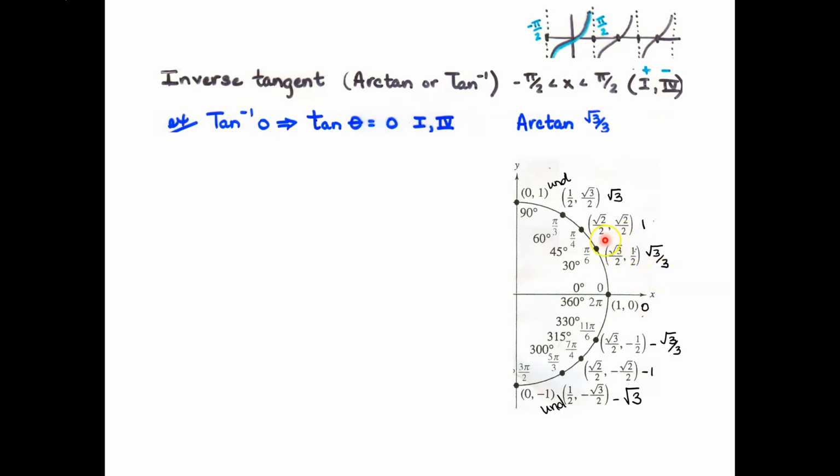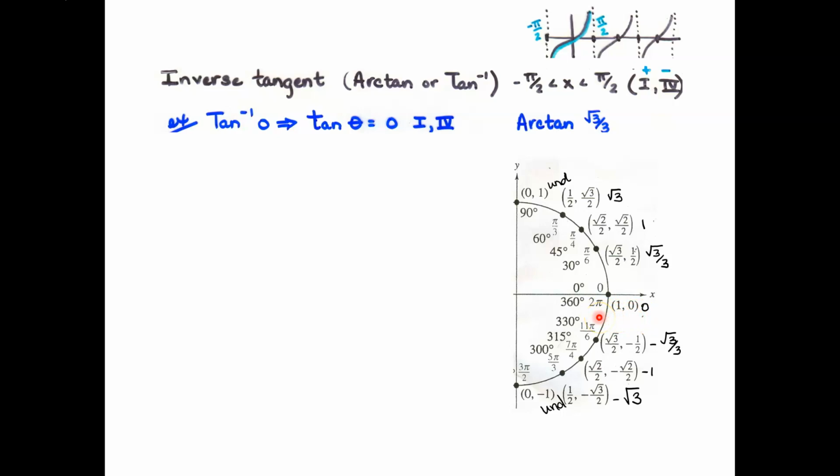Square root of 2 over 2 divided by square root of 2 over 2 is 1. You get the idea. All these handwritten values on here are my tangent values. So if they ask me where in this region from negative pi over 2 to positive pi over 2 is tangent equal to 0, it would just be right here.